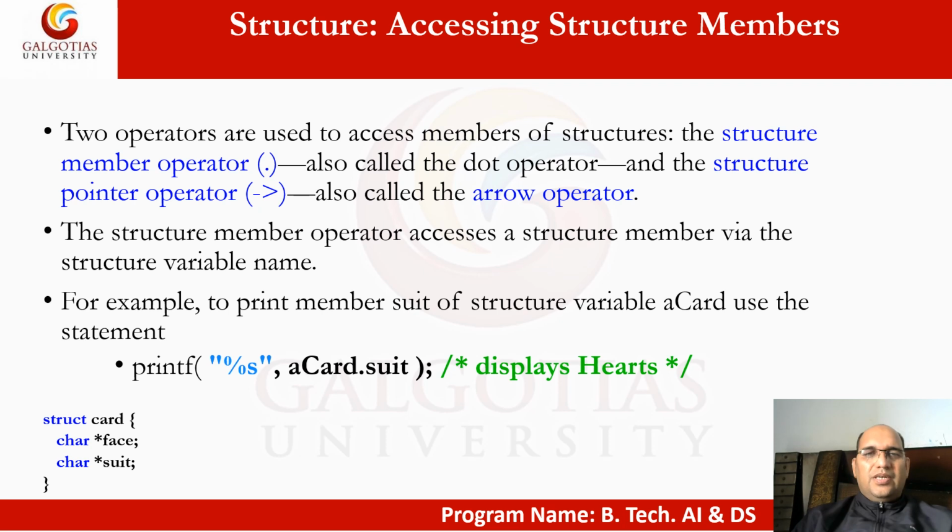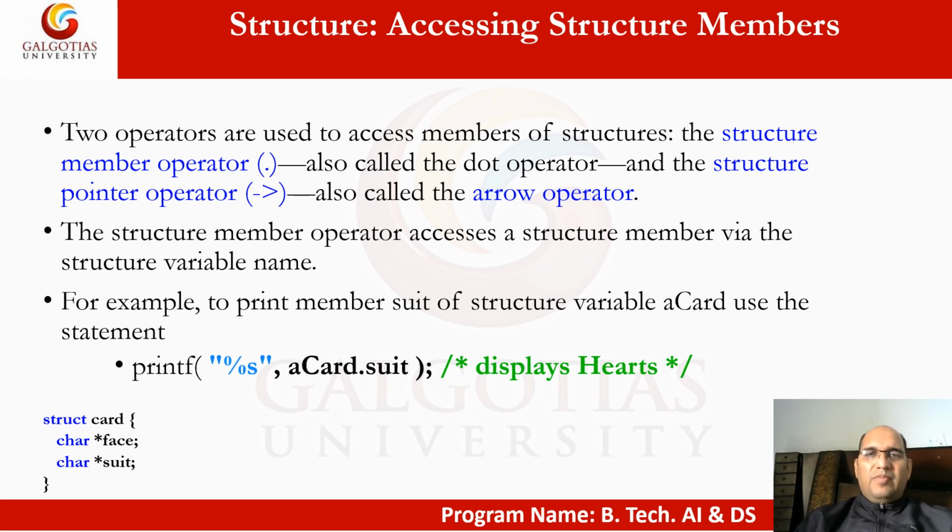Now accessing structure members. The question comes: how can we access the members of a particular structure? There are two ways to do that. Two operators are used to access members of a structure. The first one is the structure member operator, the dot, also called the dot operator, and the structure pointer operator, that is arrow, also called the arrow operator. You can use either dot or the arrow operator to access a member of a particular structure.